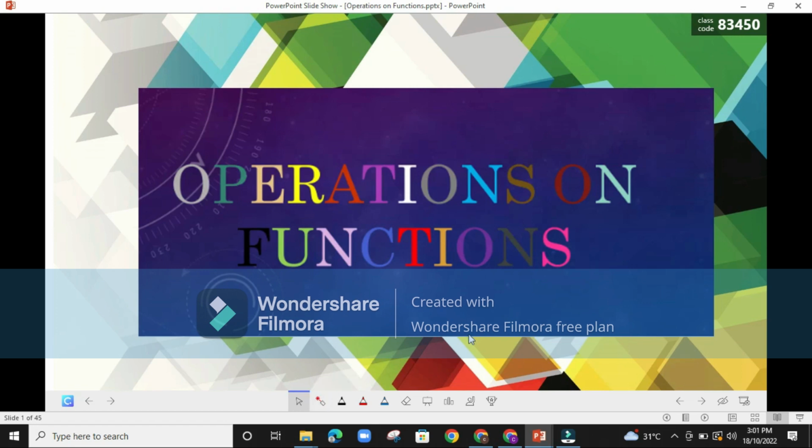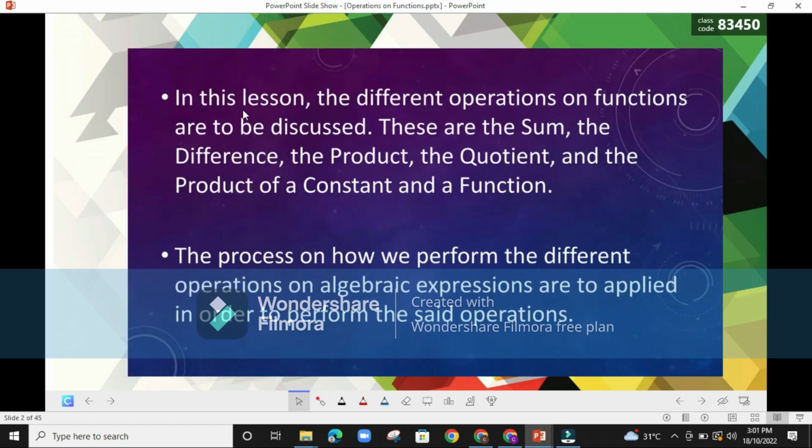So we'll start. In this lesson, the different operations on functions are to be discussed. These are the sum, the difference, the product, the quotient, and the product of a constant and a function. The process on how we perform the different operations on algebraic expressions is to be applied in order to perform the said operations.